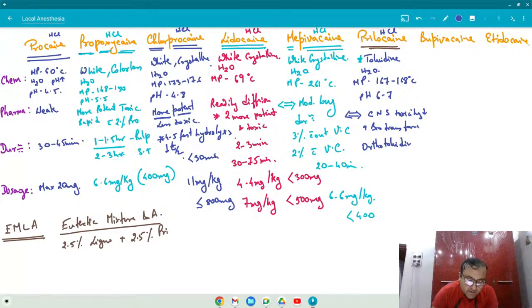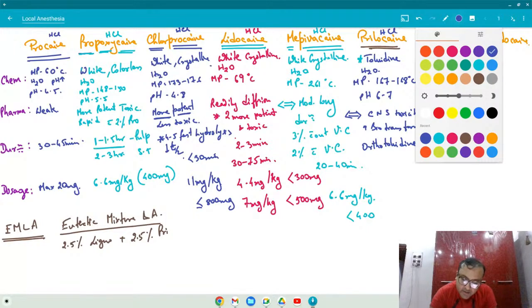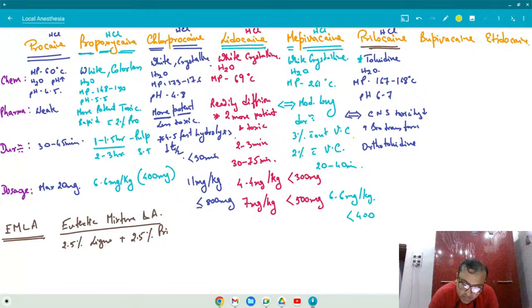orthotoluidine. Now this is very, very important and special, and everybody should be thorough about it. Orthotoluidine. What to talk over here? This is a metabolite which is formed during biotransformation. This is very, very important. One metabolite that is formed during biotransformation is orthotoluidine. Now, orthotoluidine produces something called methemoglobinemia.